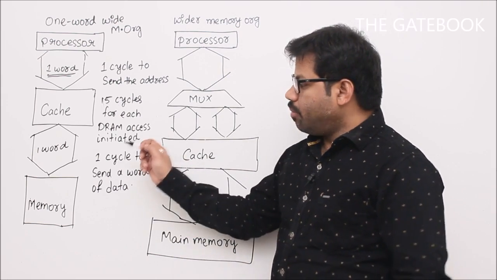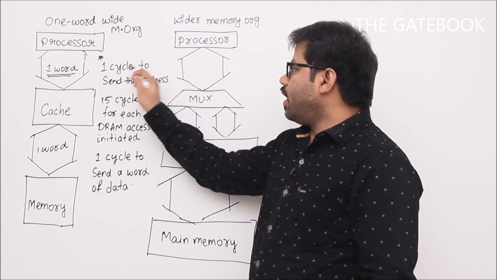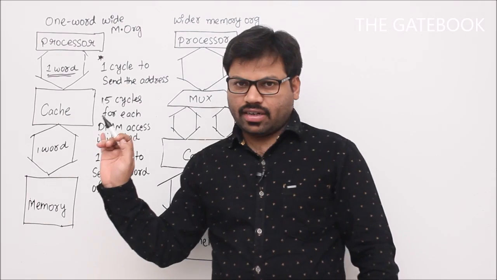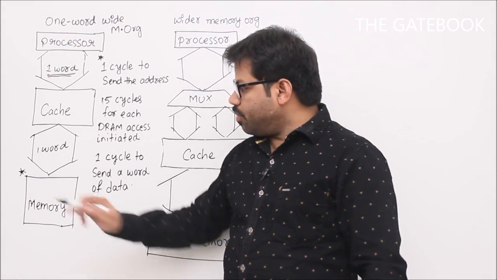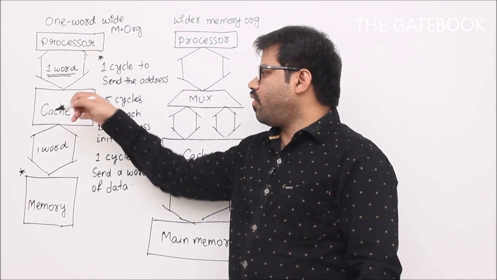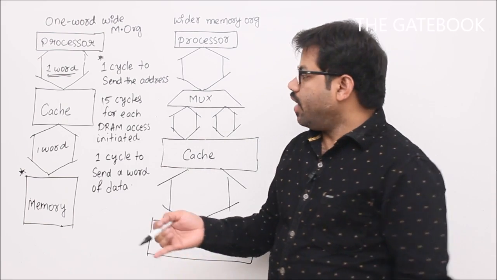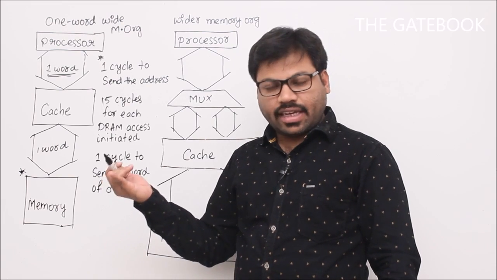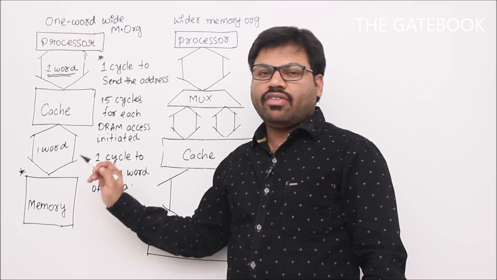Otherwise, for one memory access, I assume these parameters: one cycle to send the address. It's all about memory access time. I'm talking about particularly this memory because we know that this memory is going to have a lot of delay. Otherwise, getting the data from cache takes nanoseconds, very little time, that means one clock cycle. But to get the data from memory it takes 20 to 30 cycles.